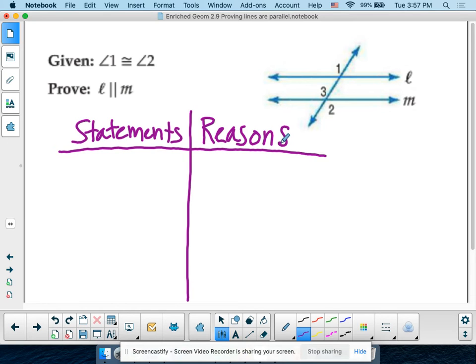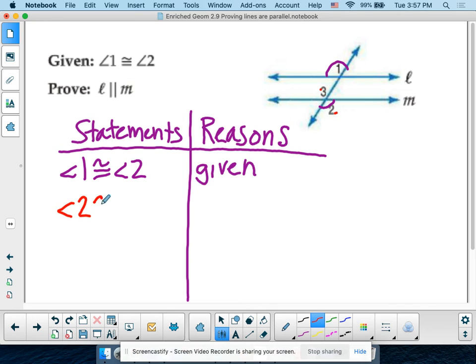Okay, so let's see here. We're given angle 1 is congruent to angle 2, and we want to prove that line L is parallel to line M. Okay, we got it. So, start with your givens. Now we can think here. What do we know about 2 and 3? They're vertical, right? So we know that they are congruent. Vertical angles.